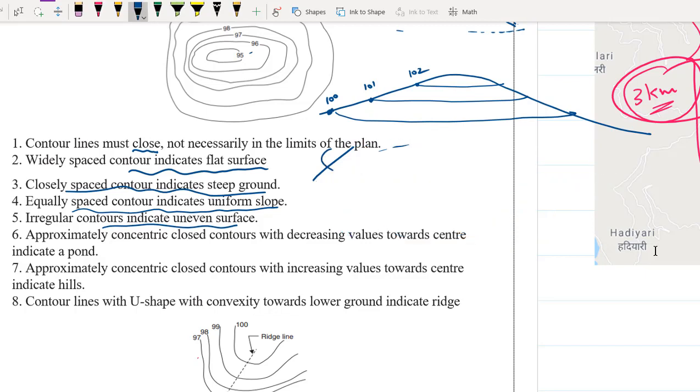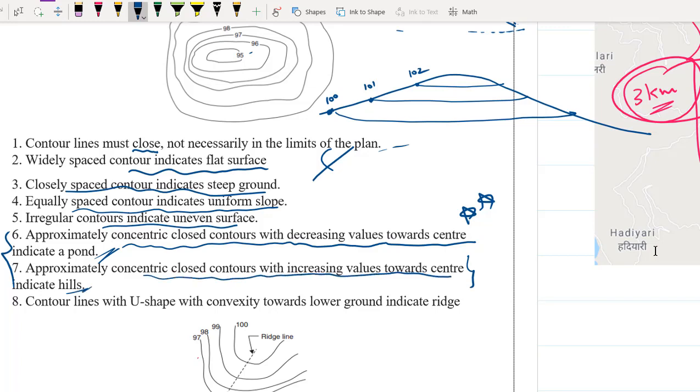Point understood. Approximately concentric closed contours with decreasing values towards the center indicate a pond. Very important. Give it 5 stars. You have to remember the 6th point and 7th point. Approximately concentric closed contours with increasing values towards the center indicate a hill.